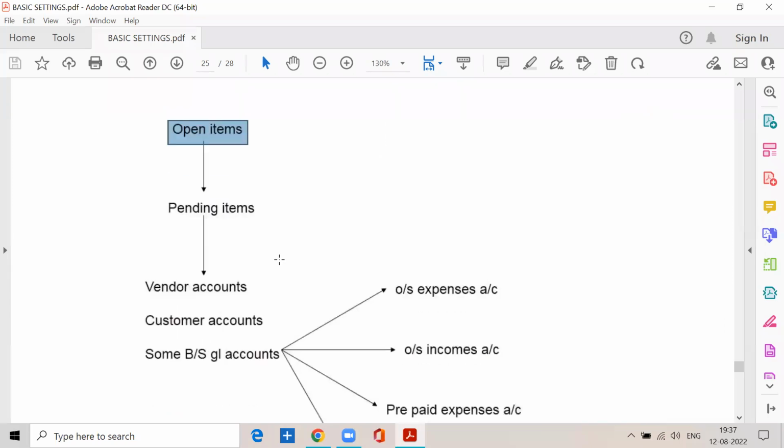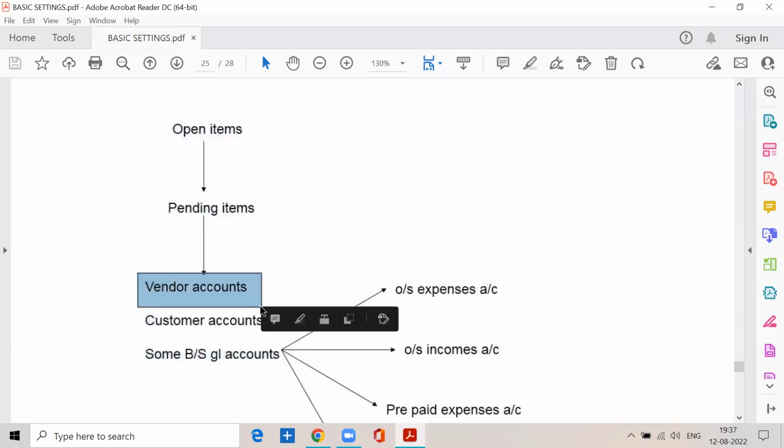See, open items means pending items. So the pending items concept is applicable to vendor accounts, then customer accounts, then some balance sheet GL accounts. So open items relating to vendor accounts means pending items to vendor accounts. So what are the pending items in vendor accounts?